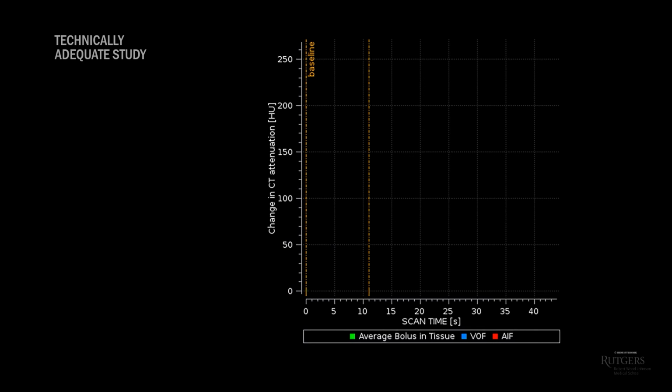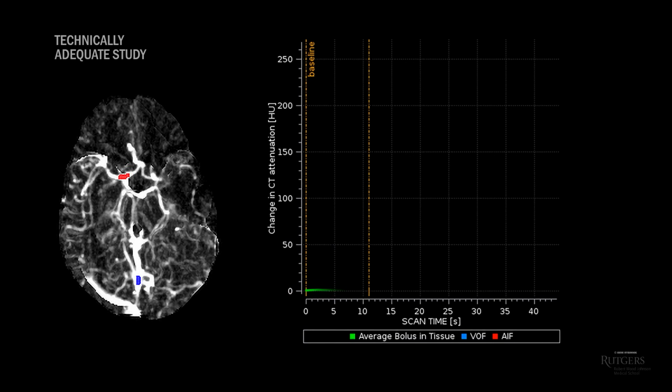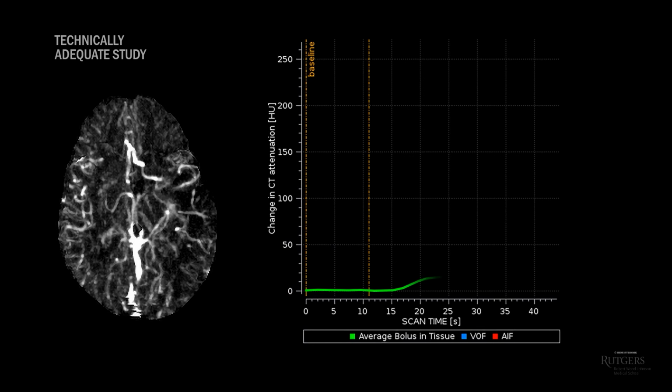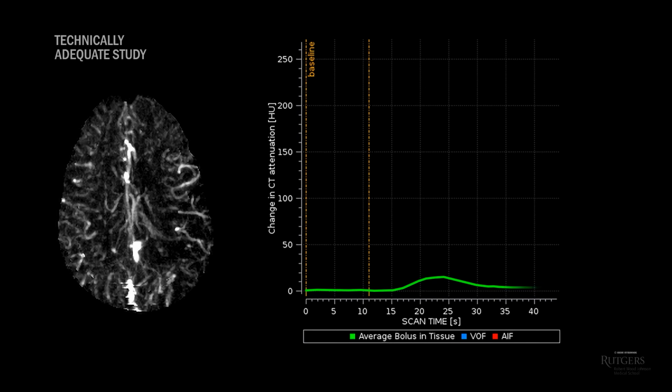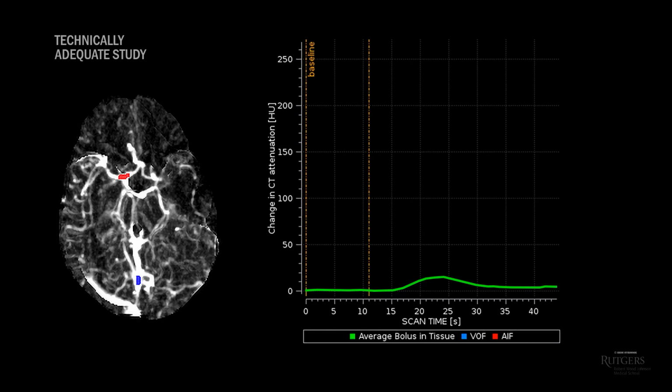The discussion we've been having until this point assumed a good quality study. Sometimes you get images that do not make any sense. Then how do we determine that the study is technically adequate? In order to generate the perfusion maps, the software needs to identify blood going into and out of the brain by way of normal vessels.